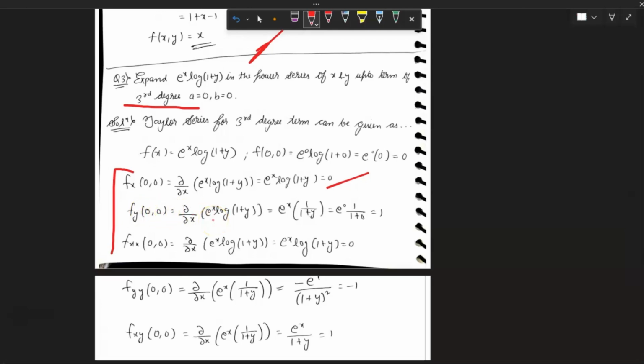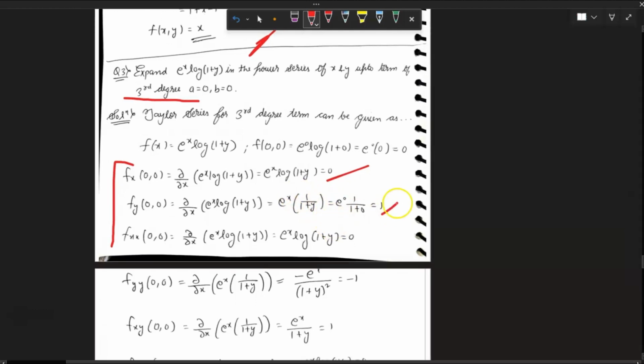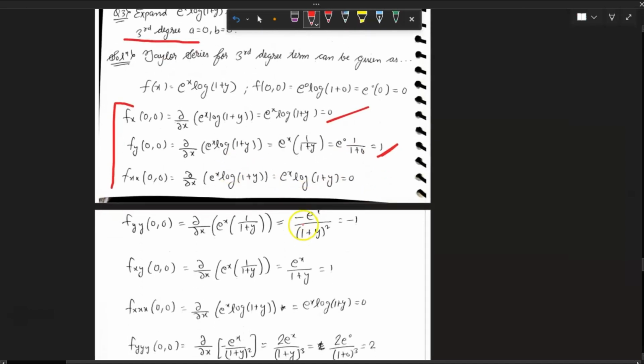Then partial differentiation of f with respect to y. So what will you get here? e raised to power x log 1 plus y. Okay, so see, log 1 plus y will become e raised to power x times 1 upon 1 plus y because the differentiation of log a is 1 by a. So likewise, e raised to power x 1 upon 1 plus y. So put the values of x and y separately, you will get the result as 1. Likewise, you have to solve for double x.